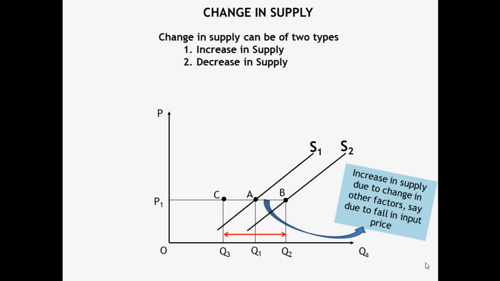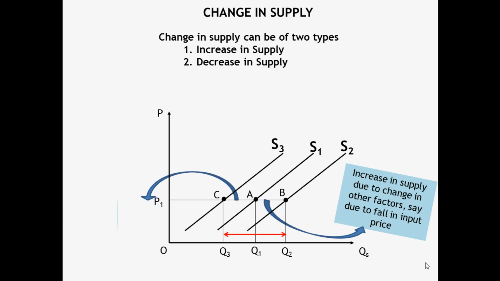Movement from A to C is not due to the change in price. Price is fixed at P1. This movement is due to the rise in factor cost. Therefore, movement from A to C indicates decrease in supply, and our new supply curve passes through the point C and shifts to the left from S1 to S3.